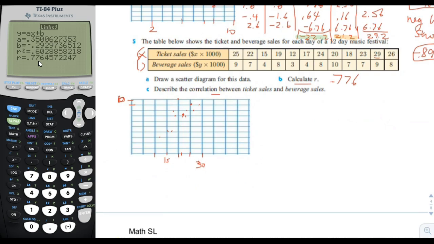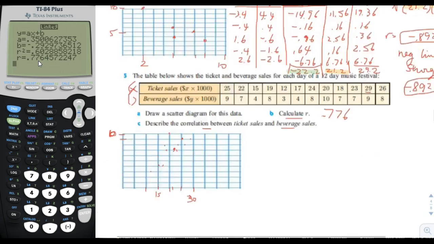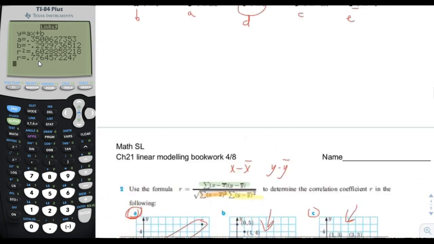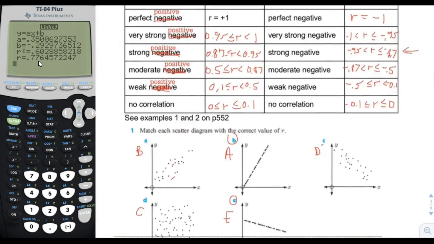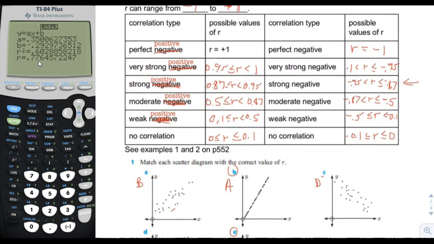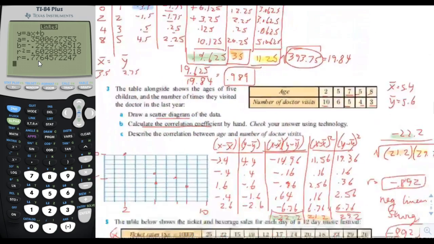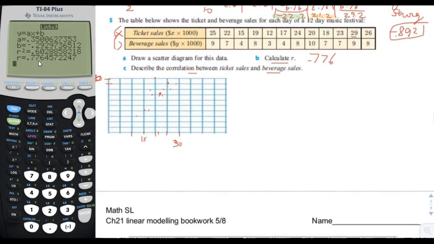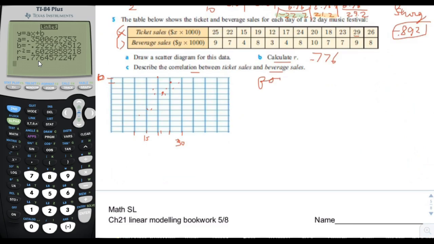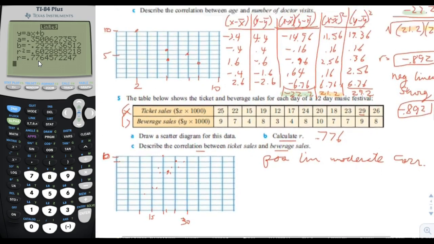Describe the correlation between ticket sales and beverage sales. Let's go back and look at the table, see what 0.776 corresponds to. 0.776 corresponds to positive, moderate correlation. So that's what we're going to put here. We are going to write it's positive, linear, moderate correlation. Okay? All right. Finally, we're done with this page.